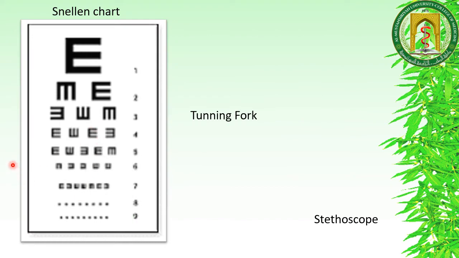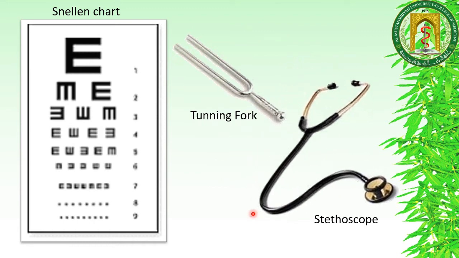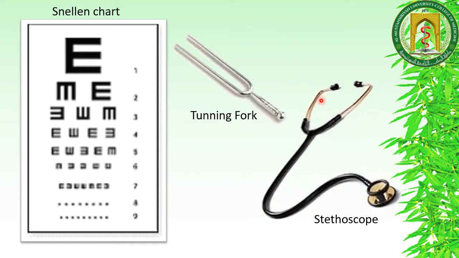Here you can see examples of screening tests. Snellen chart for testing visual acuity, ideally among school children. Tuning fork for testing hearing impairment, hearing defects among school children, for example. And the stethoscope is a good tool to screen for congenital heart disease among newborns.